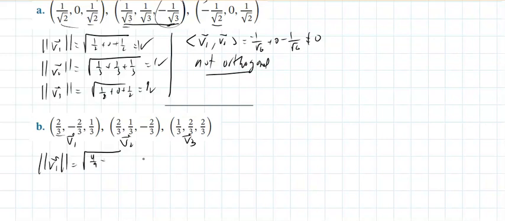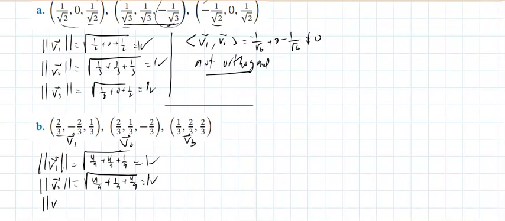That's 4/9 plus 4/9 plus 1/9, which is 9/9. That's 1. So the norm of 1 is matching for v1. It has to work for all of those. Again, that is 4/9 plus 1/9 plus 4/9. That also checks. And if you take the magnitude of v3, that is 1/9 plus 4/9 plus 4/9, and that's also a 1. That checks.